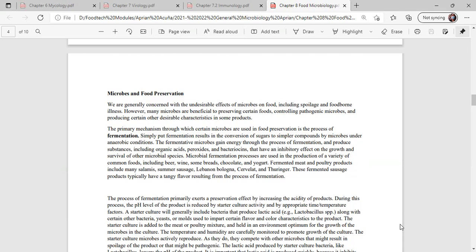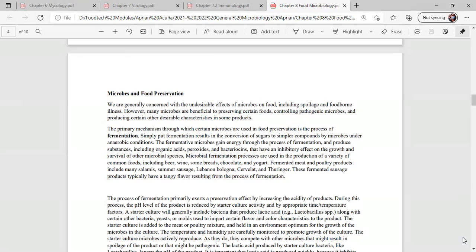The starter culture will generally include bacteria that produce lactic acid, or those from Lactobacillus species, along with certain other bacteria. Yeast and molds are used to impart certain flavor and color characteristics to the product. The starter culture is added into the meat and poultry mixtures and held in an environment optimum for growth. Remember, optimum, not maximum or minimum, because the optimum is the best environment for the bacteria to grow in the culture.